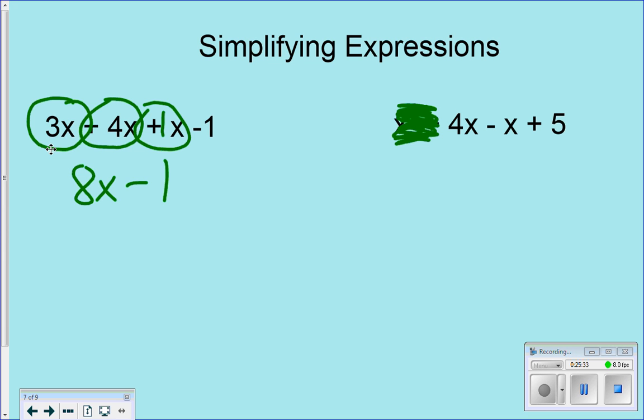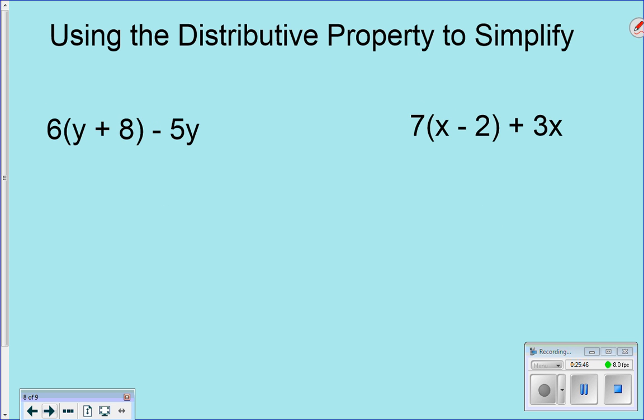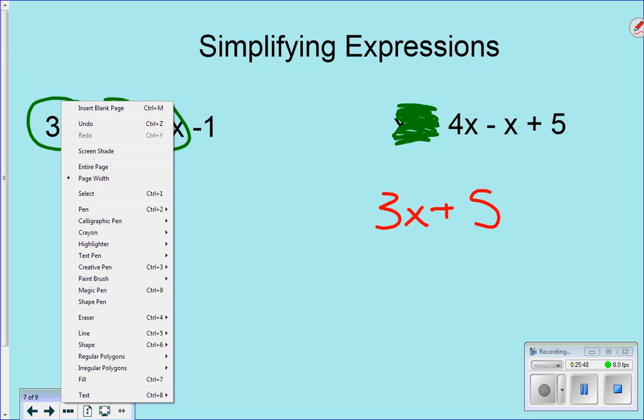So what are you thinking? Somebody tell me who I have not heard from. Tell me what you think for this one. Jacob. 3x plus 5. Nice job. You guys agree? Okay, can we try a few more here? No, I don't want to do that yet. I want to do this.